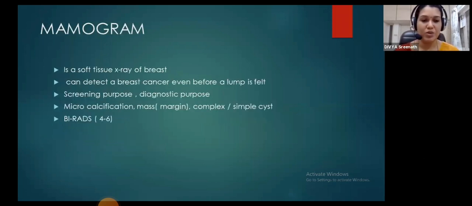A mammogram is also a soft breast tissue imaging. The best thing is it can detect a cancer even before a lump is felt. It gets used either for screening purposes, like if there is a family history of breast disease. Routinely, a woman can do a mammogram every 2 years. Here also the margin is assessed, and if a simple cyst is present, you can do a fine needle aspiration for cytological studies.